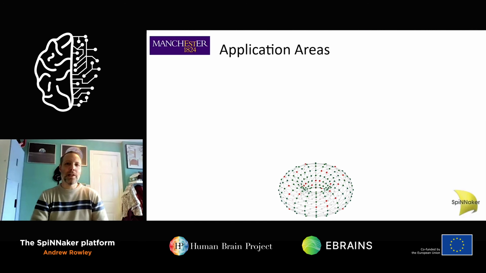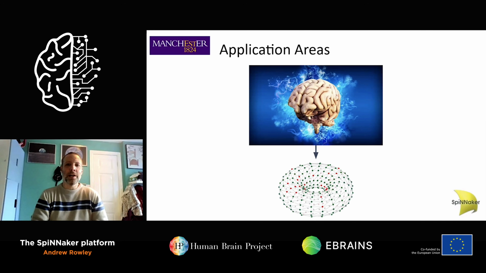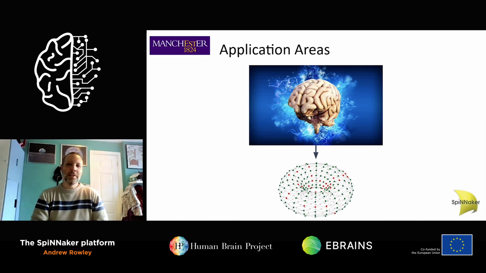So there are several application areas that we think SpiNNaker is applicable to. There is the neuroscience area, so we want to be able to use the platform to simulate brain areas, whole brain models, and things of that sort of nature in an attempt to better understand how the brain works.